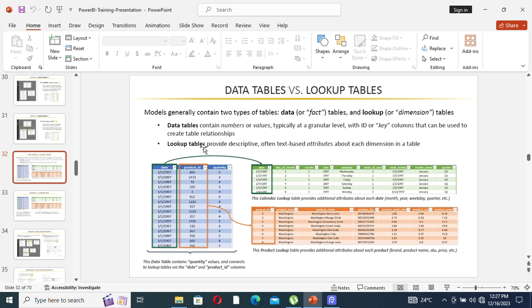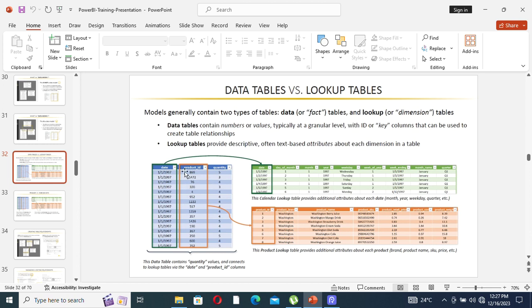I will clearly explain these two tables here. A data table contains numbers or values, typically at a granular level, with ID or key columns that can be used to create table relationships. And secondly, lookup tables provide descriptive, often text-based attributes about each dimension in the table. So this is a very common way of understanding any data table and lookup table.